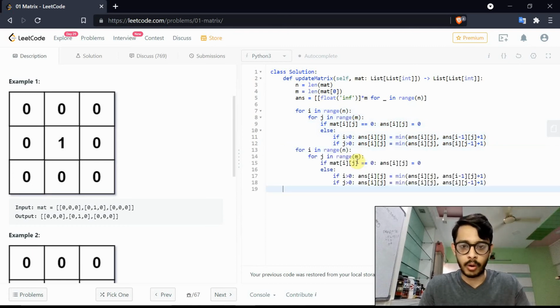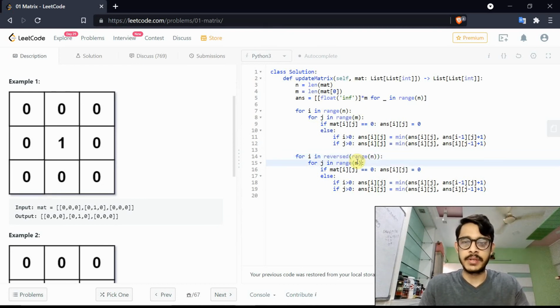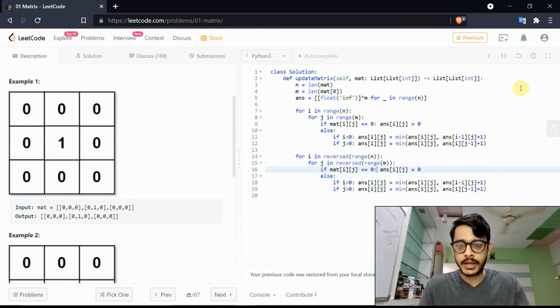Now I'll just do a copy paste here for the reversed case. How do we make it reversed? This is how we make it reversed. It's easy peasy. Cool. Again, the same logic follows here. If it's 0, then the answer is still 0.